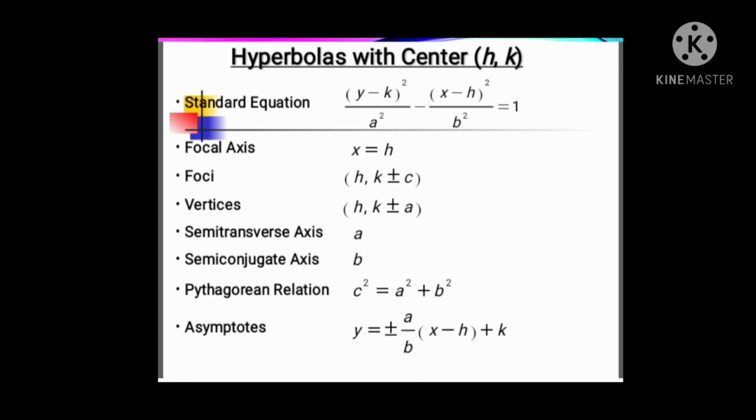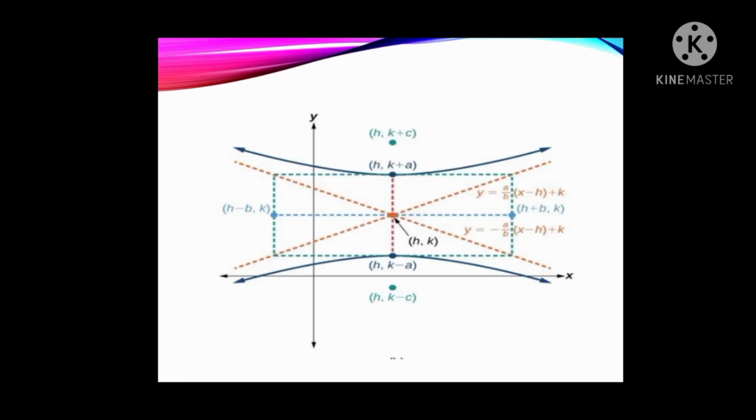So the asymptotes are y equals positive negative a over b, the quantity of x minus h, plus k. Now for the graph, the center of the hyperbola is at h, k.